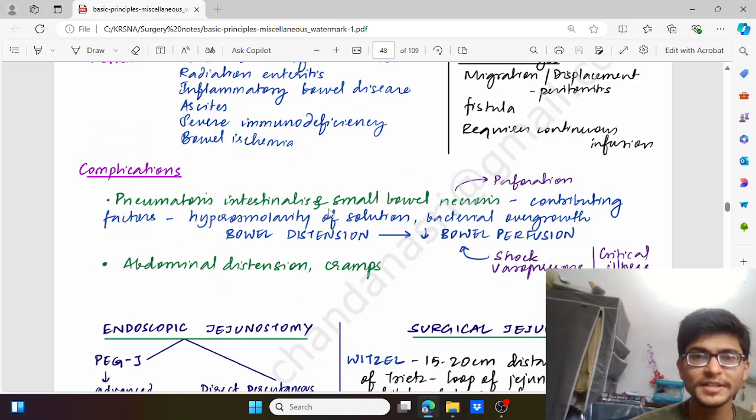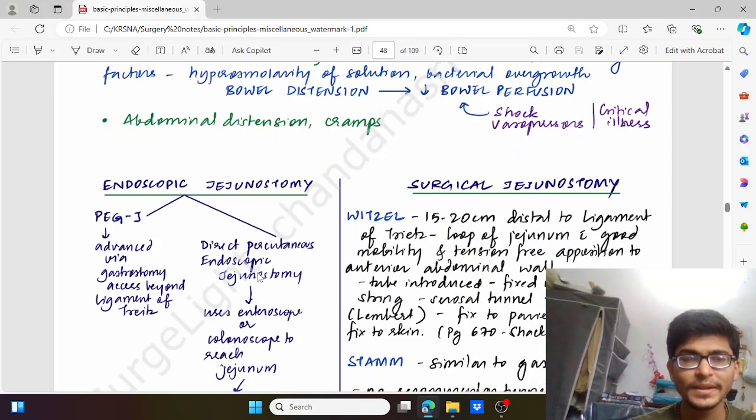Complications could be pneumatosis intestinalis, small bowel necrosis resulting in perforation. Other contributing factors are hyperosmolar solution and bacterial overgrowth, resulting in bowel distension and decreased bowel perfusion. Even shock, vasopressors and critical illness will cause further aggravation of decreased bowel perfusion, abdominal distension and cramps.